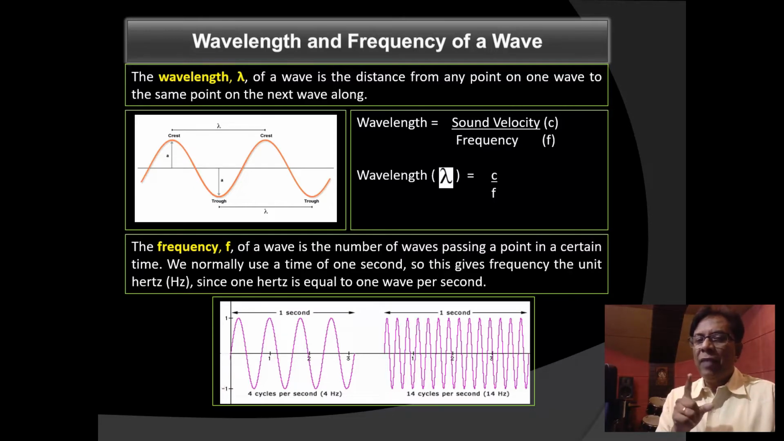You also see that wavelength, lambda, is inversely proportional to the frequency, which means that a high frequency has a tiny wavelength, and a low frequency has a large wavelength. So wavelength and frequency are inversely proportional.